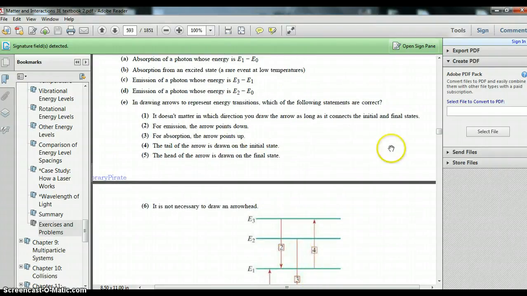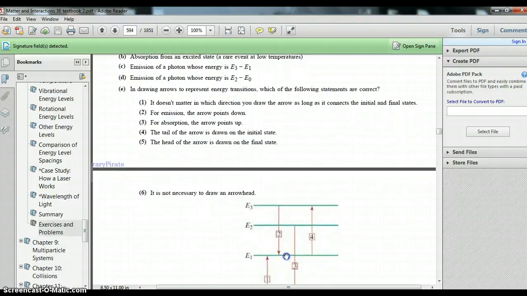Part C asks emission from a photon whose energy is E3, E1. Because it's emission, that means it's releasing energy, so it's going from a higher energy state to a lower energy state. So E3 to E1 is obviously number 2.